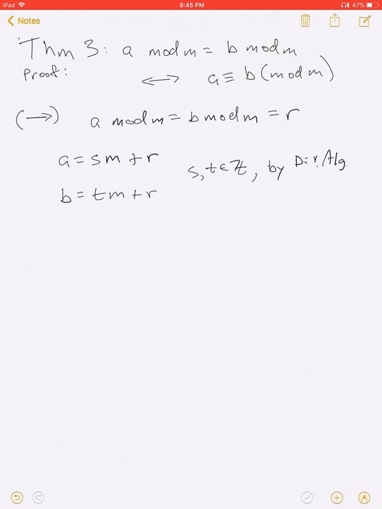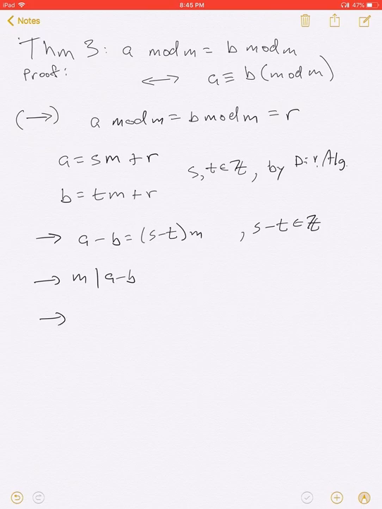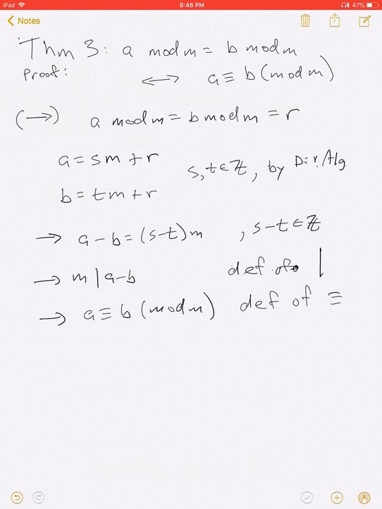And now I can do some math with these equations. That means A minus B is equal to S minus T times m, because the R's subtract out. And we know that S minus T is an element of the integers. Since A minus B is equal to an integer times m, we know that m divides A minus B, and this is the definition of divides. And if m divides A minus B, then we know that A is congruent to B mod m, and that's the definition of congruence.